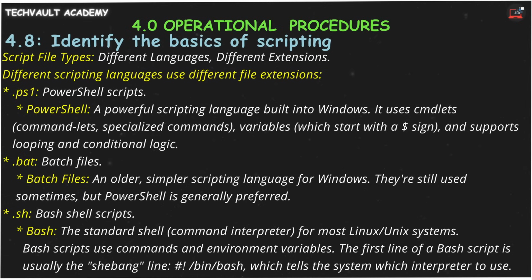.bat is for batch files, an older, simpler scripting language for Windows. They're still used sometimes, but PowerShell is generally preferred. .sh is for Bash shell scripts.